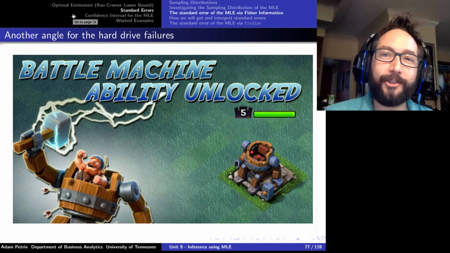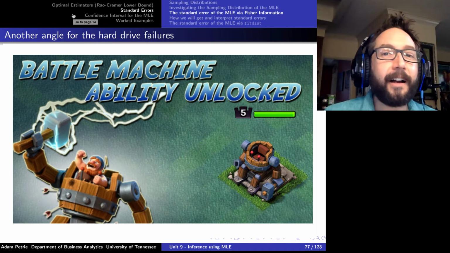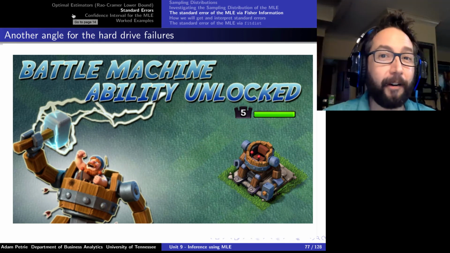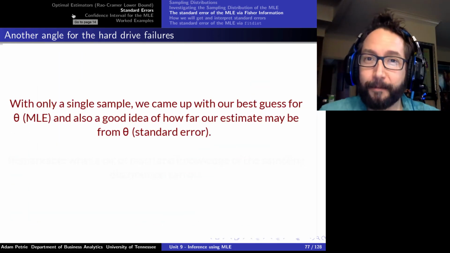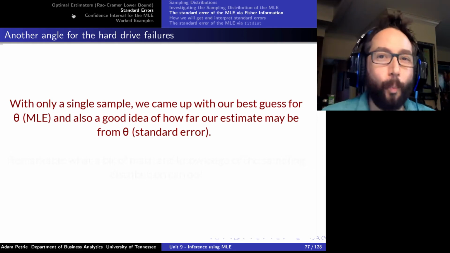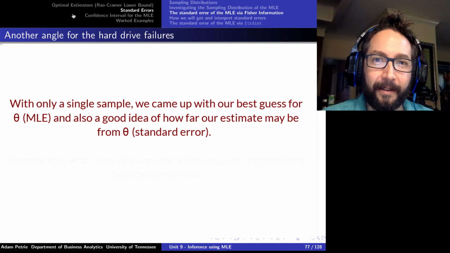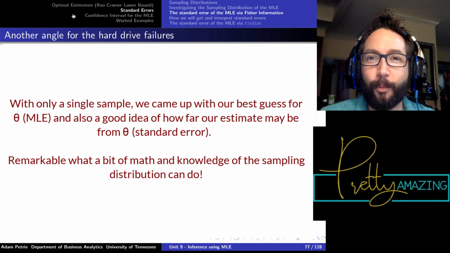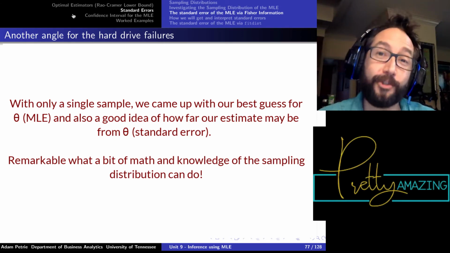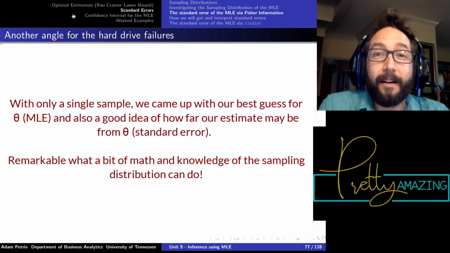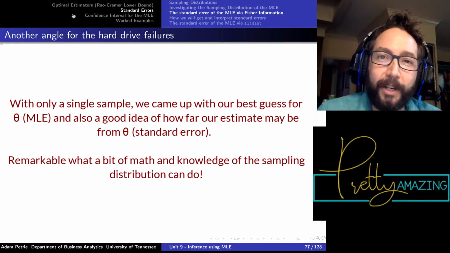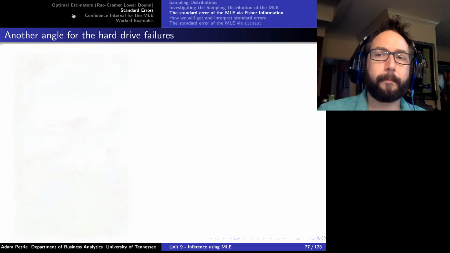So Fisher information statistical theory unlocks an ability to figure out how far off our MLE might be from its true value from just that one sample that we've collected. It exploits the fact that we know something about the sampling distribution of the MLE, the possible values of the MLE that we might measure when we go and collect a random sample.